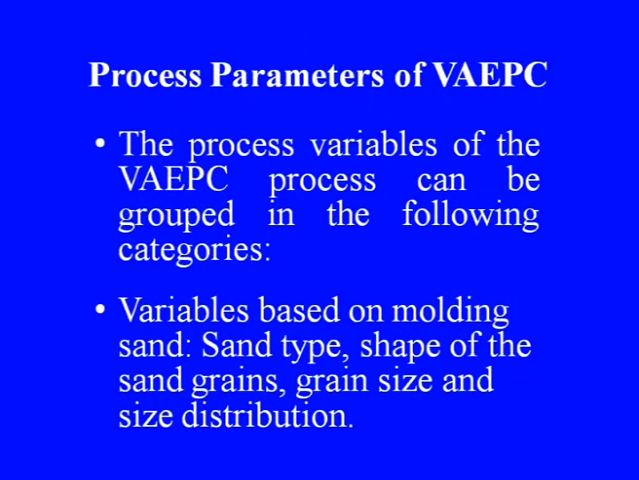Now, let us see the process parameters that affect the vacuum assisted evaporative pattern casting. The process variables can be grouped in the following categories. Number 1, the variables based on molding sand. These variables are sand type, shape of the sand grains, grain size and size distribution.